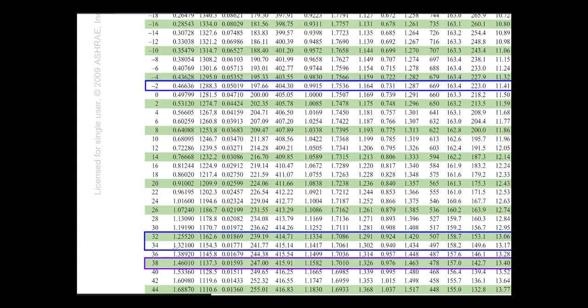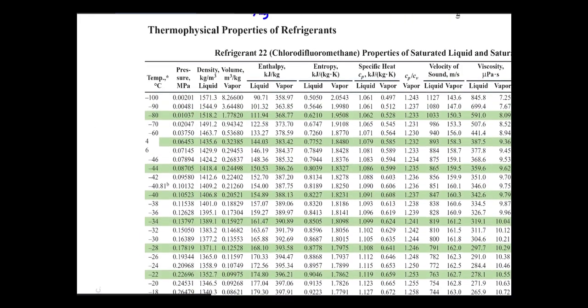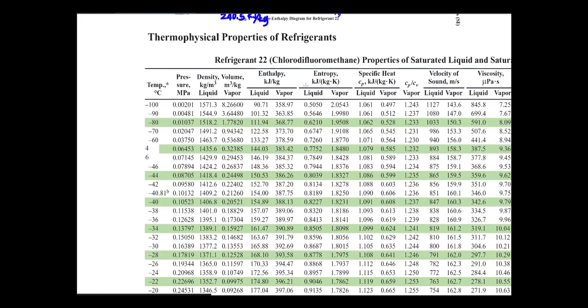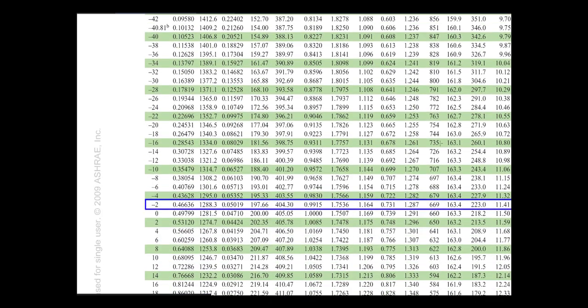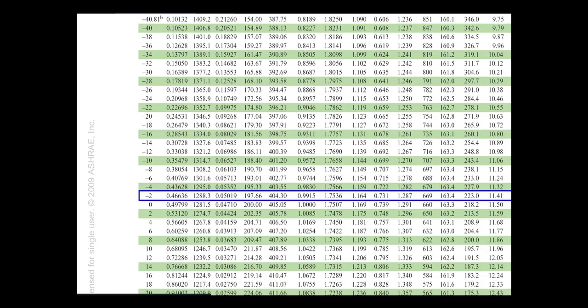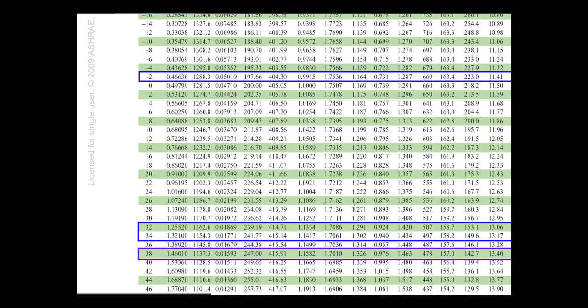Now referring to the table, we have 32 and 34. This is already in the liquid state, so we're going to refer to the liquid state of the enthalpy. Here is the value as we go along. The value will be in between 239.19 and 241.77.